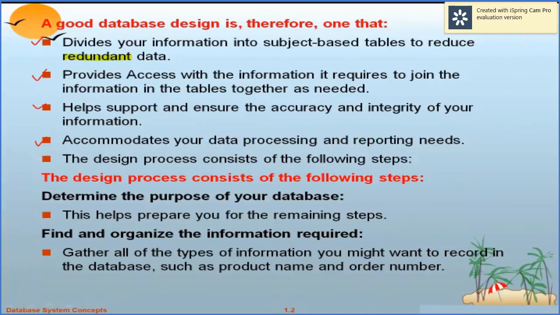The next point is about providing access to information. It requires joining the information of two tables together as needed. If you want data from one table and also from the other table, like retrieving data from two different tables, in that case provisions should be made to ensure that both tables are joined together.